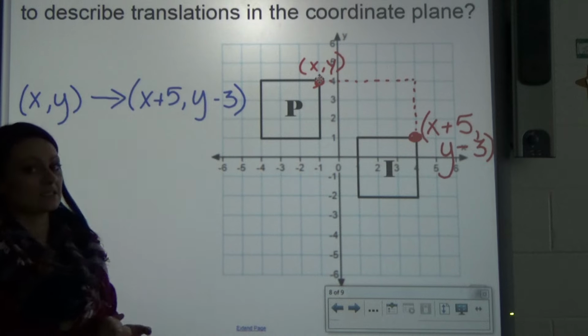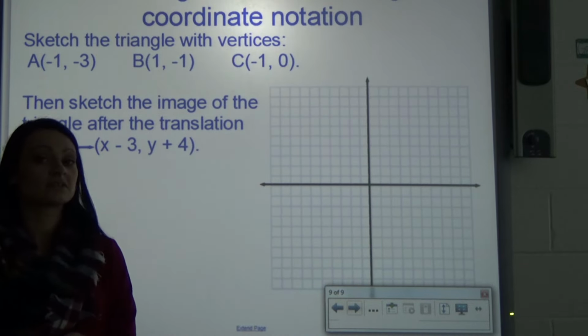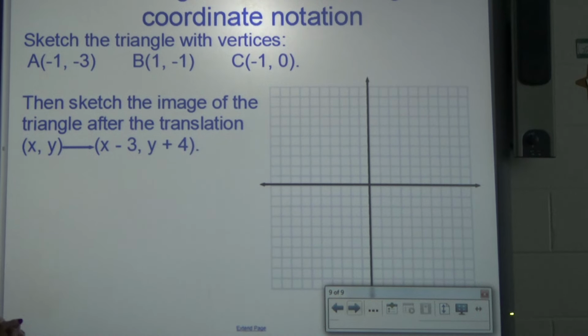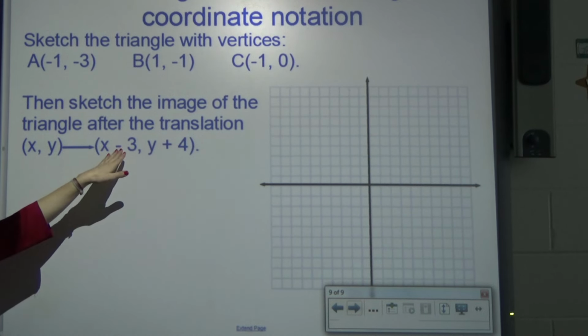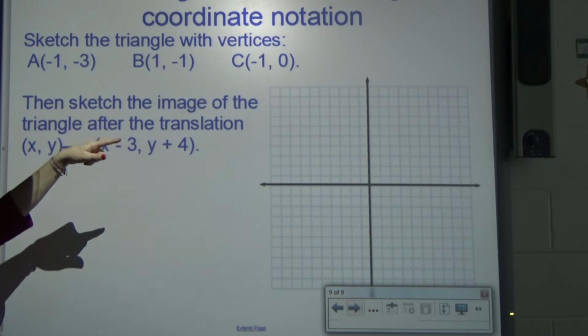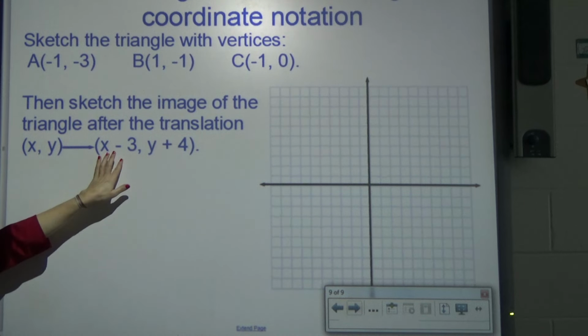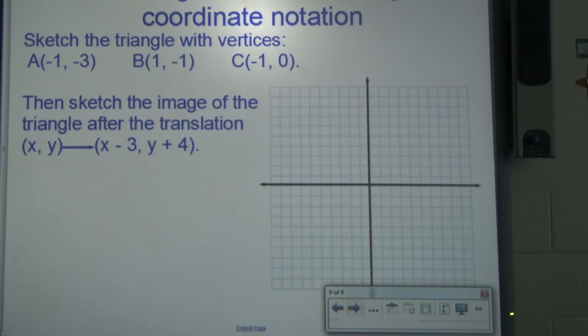And the last one that I'm going to leave you with is one that you're going to try on your own and bring back to class with you the next day. So I'm giving you vertices of A, B, and C on this triangle. And now I'm giving you the translation rule, the generalized rule that's going to help you with A, B, and C. Based on what I did on the last example, I want to see if you can do this translation without me. And this is the first problem that we're going to go over together in class tomorrow.